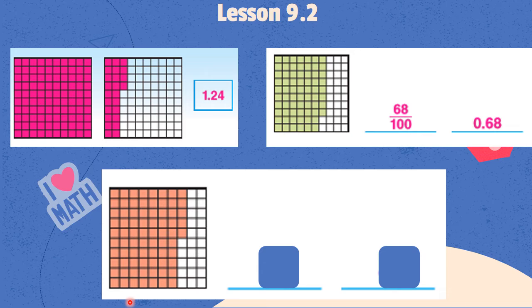So 10, 20, 30, 40, 50, 60, 70, 71, 72, 73, 74, and 75. So we have 75 over 100, which is 0.75. You guys are very good.